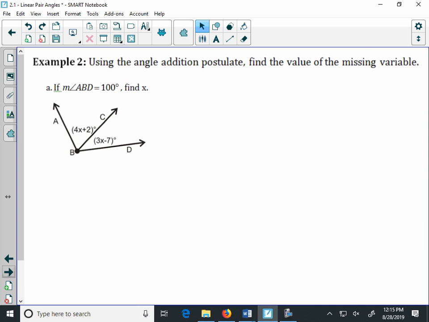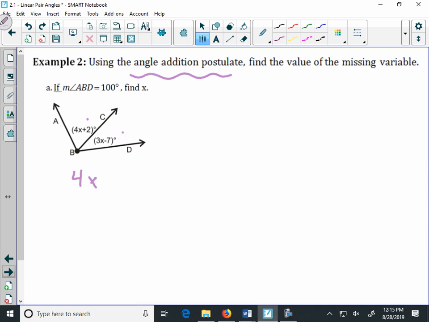In the directions, it said use the angle addition postulate. But these are going to be added angles. And as Lucas said, what you're going to do is you take the two little angles, add them together, and set them equal to the big angle. So the big angle equals 100 degrees. So we're going to set them equal to 100.